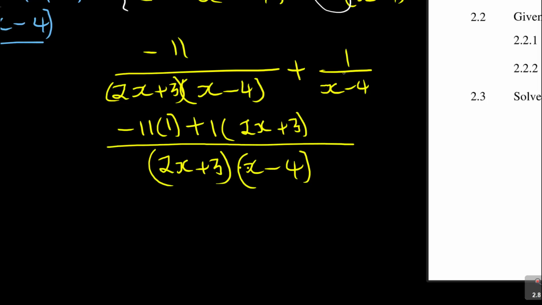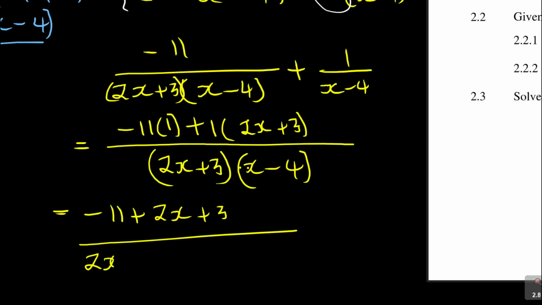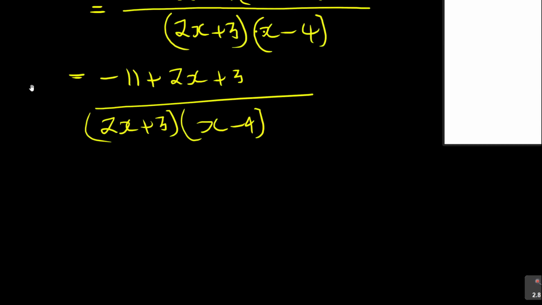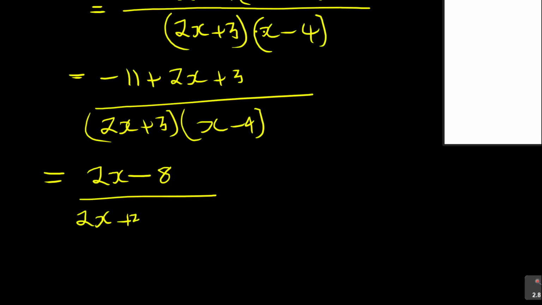That's what you do when you're dealing with fractions, you see. That's it. Minus 11, and then 1 times that is same thing, 2x plus 3. The denominator, don't lose it. Don't lose the bottom. 2x plus 3, and what is that? X minus 4. Are you with me? You continue. Equal to 2x, and then you're saying minus 11 plus 3, which is what? Negative 8. Okay, over 2x plus 3, and here x minus 4.